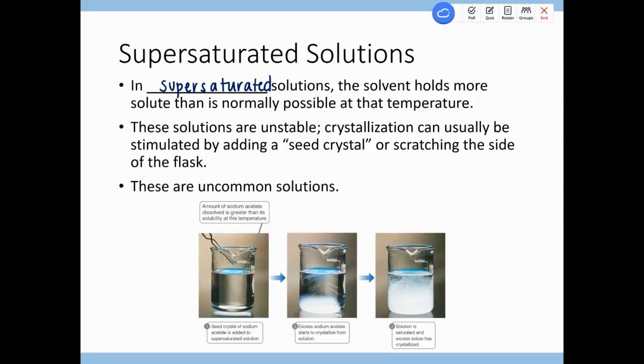So now you have a hot solution with some amount of solid present. And you take that beaker off of the heat, place it on the lab bench, and let it sit there and cool to room temperature.